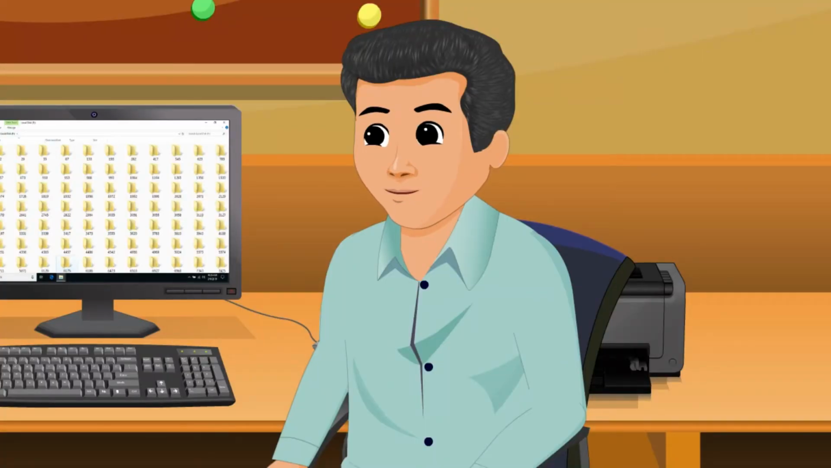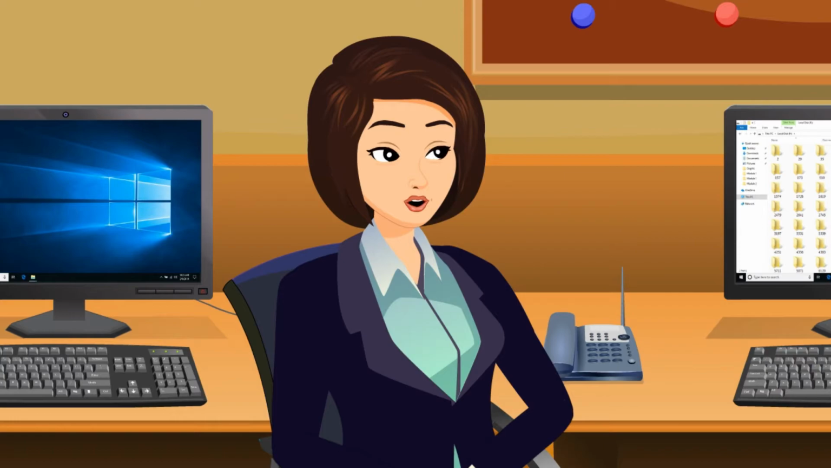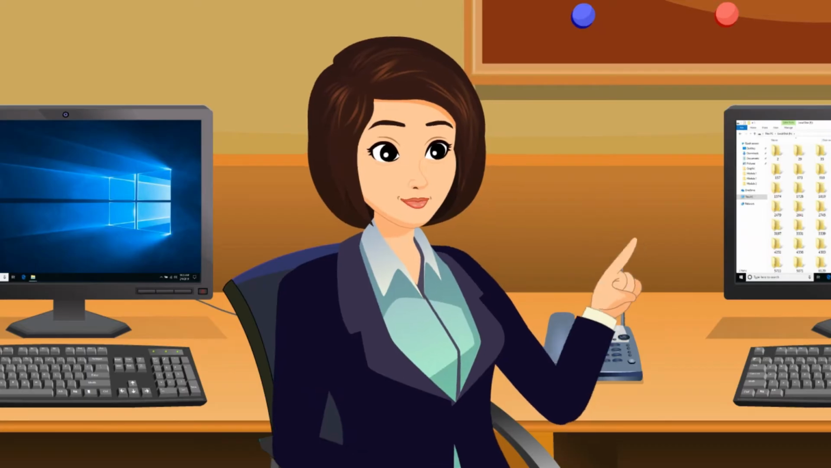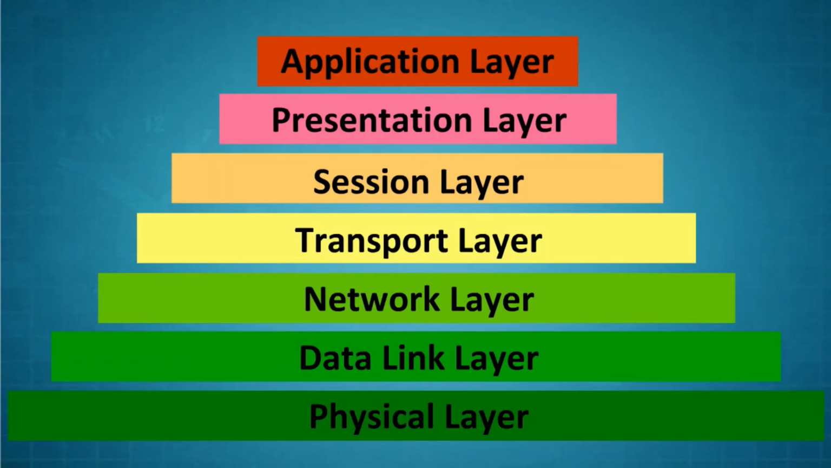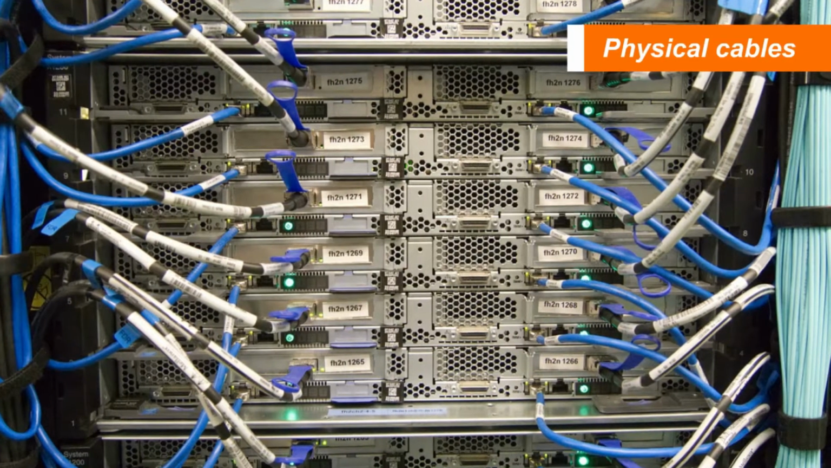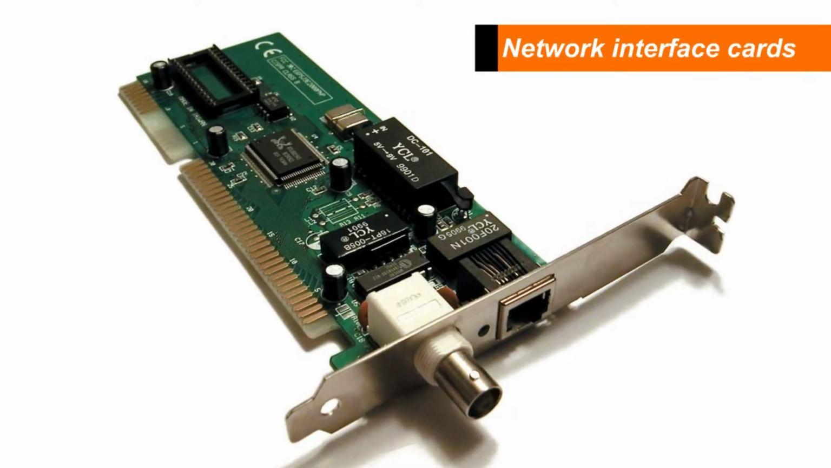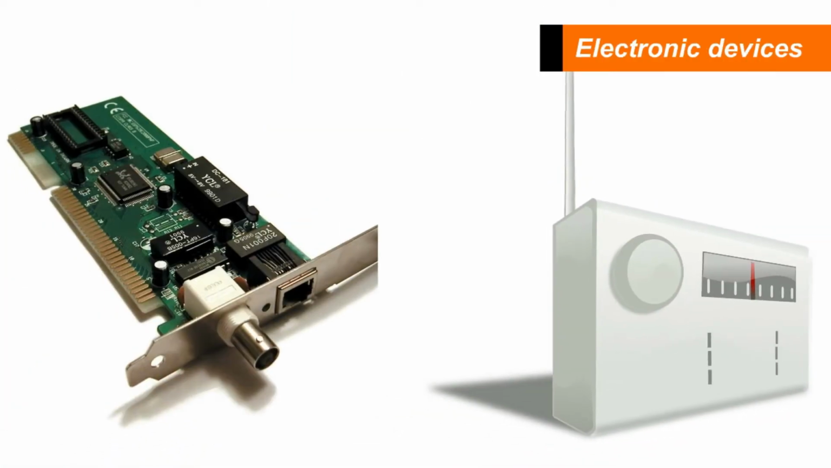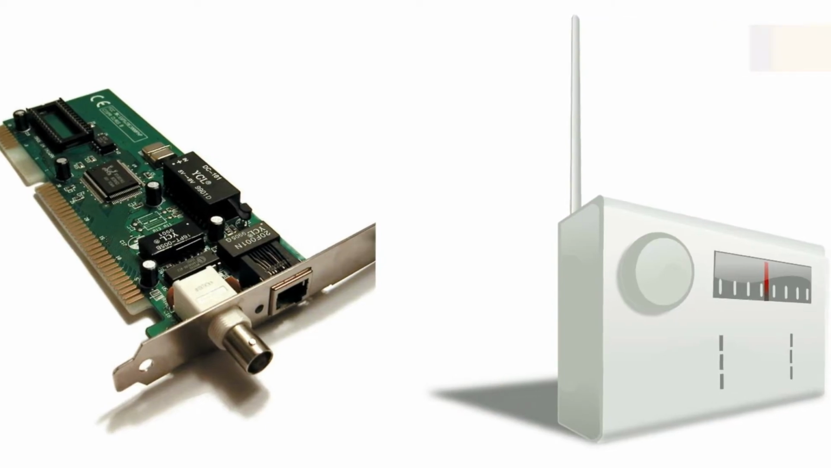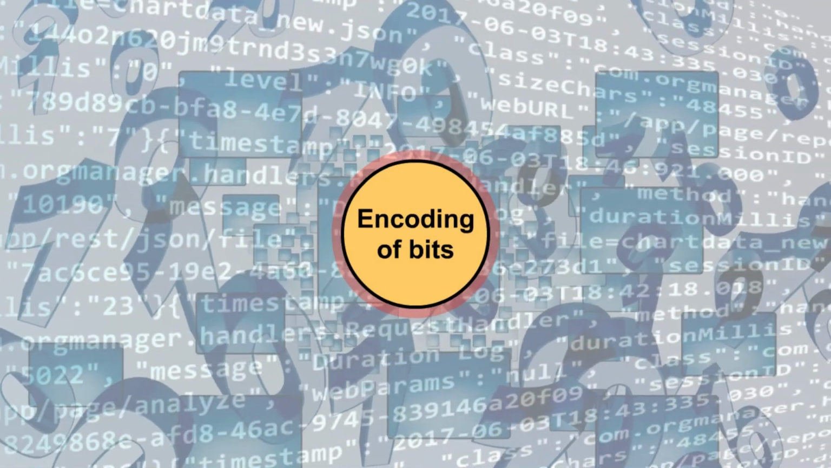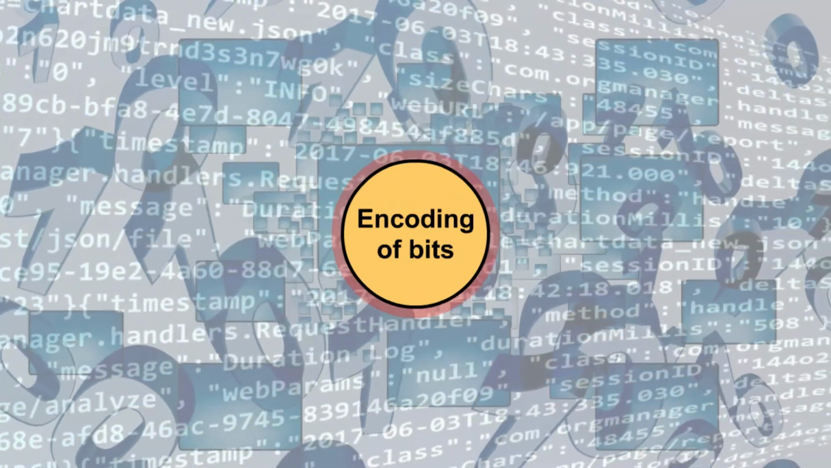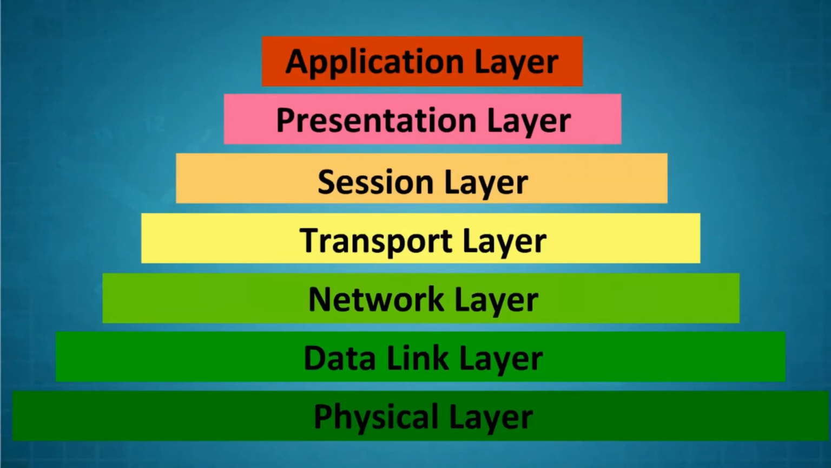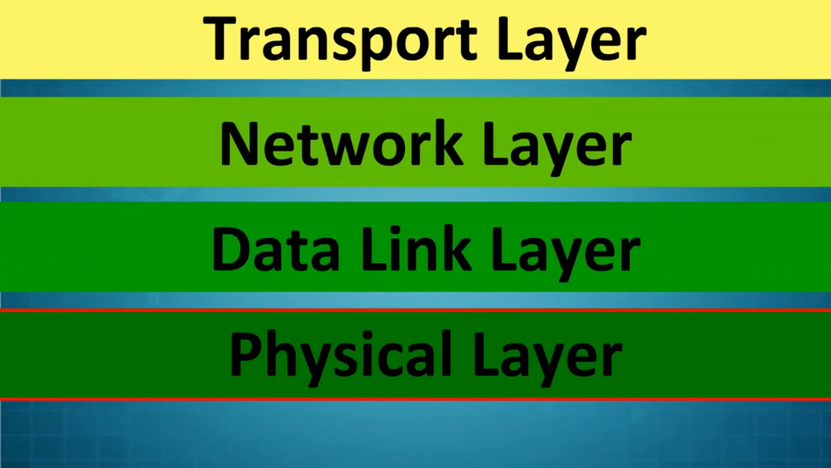So, it's all about layers in the network, ma'am? These layers are actually stacked up to make a 7-tiered model. The first is the physical layer. It deals with network design and hardware, such as physical cables, network interface cards, and wireless radios, besides other electronic devices. Encoding of bits in the medium is also decided by this layer. Finally, the transfer of each bit of data is the responsibility of this layer.